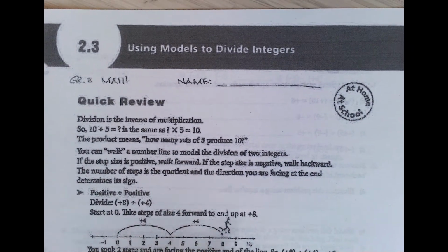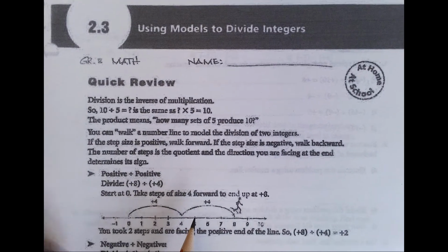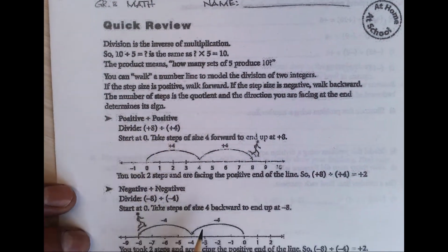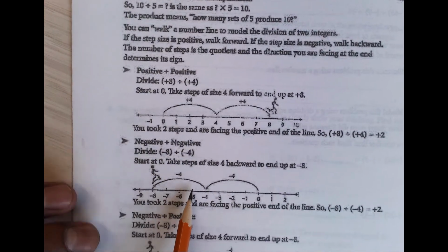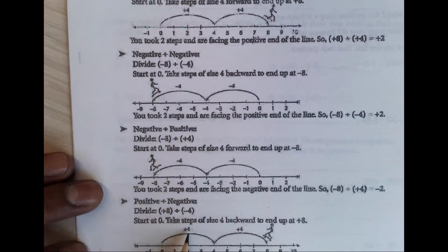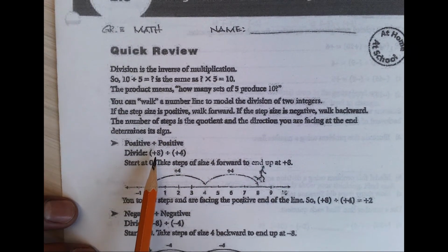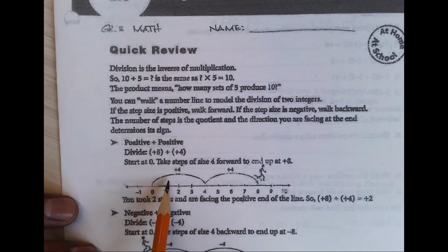So what I'm going to do is explain step by step what this modeling on the number line actually means in these notes that you have. I will take each of these examples and explain them individually, starting with this first one. Positive 8 divided by positive 4. So what does this all mean?